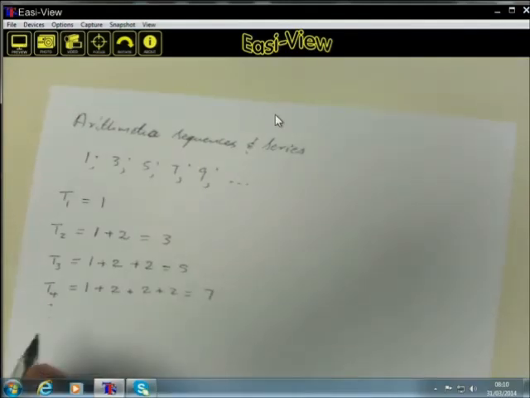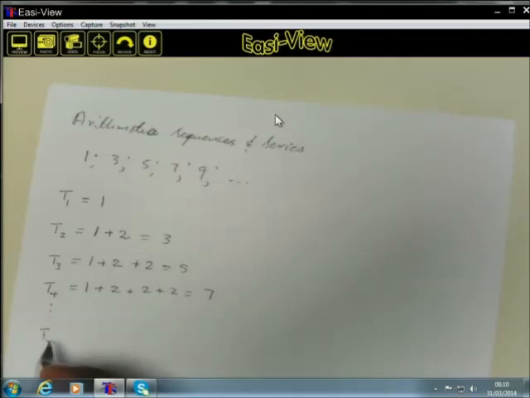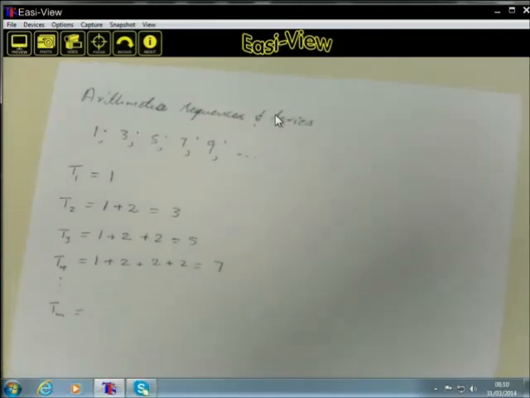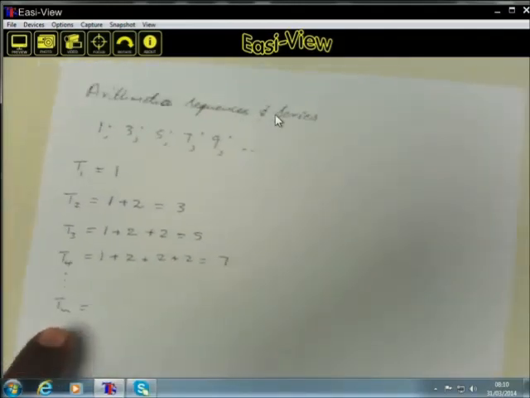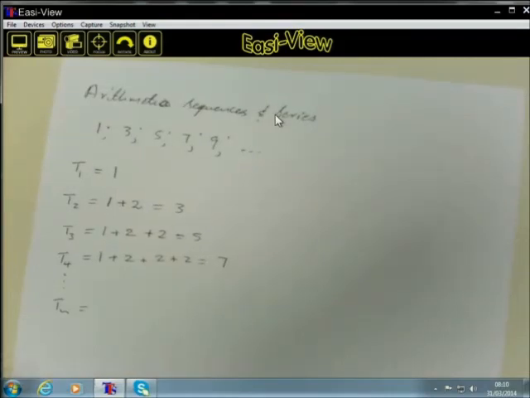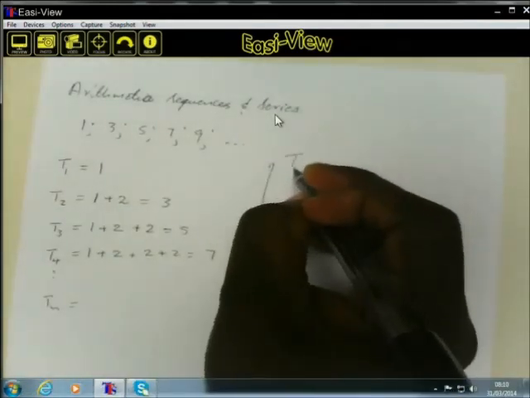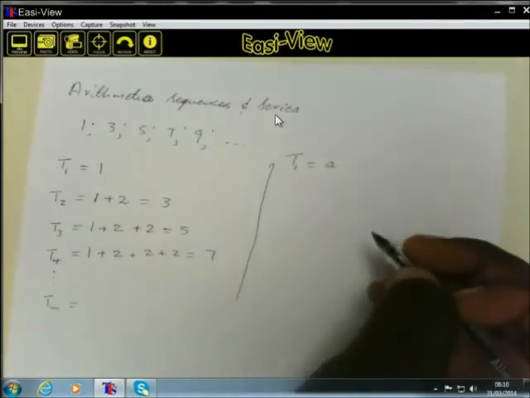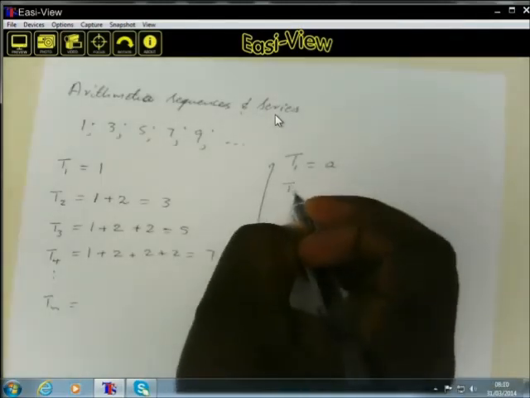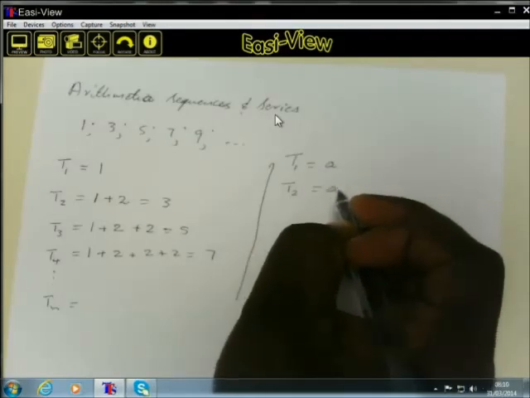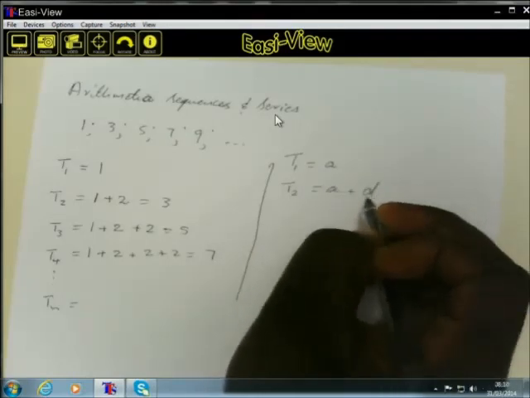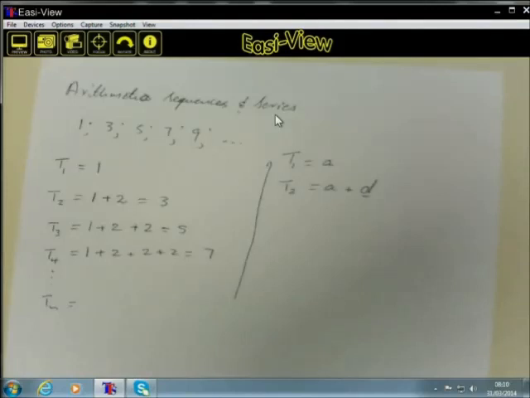Looking at this, we can continue this sequence up to the nth term. But before we get there, let us look at this. In arithmetic sequences, we use a to denote T1. We say T1 is equal to a. And then we say T2 will be equal to a plus d. d represents the common difference.